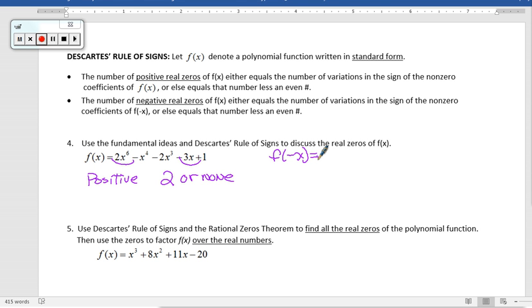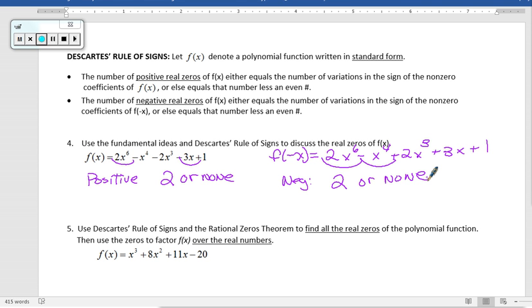So if I put f of negative x in there, I'm going to wind up with 2x to the 6th power minus x to the 4th plus 2x cubed plus 3x plus 1. So the constant won't change, and if we're putting in a negative x, only the odd exponents will see a sign change. So let's look here. I have one sign change here, another here, and then the rest are all positive. So again, there are only 2 sign changes, which means negative solutions: there's either 2, or it decreases by 2 until you get to 0, or none.